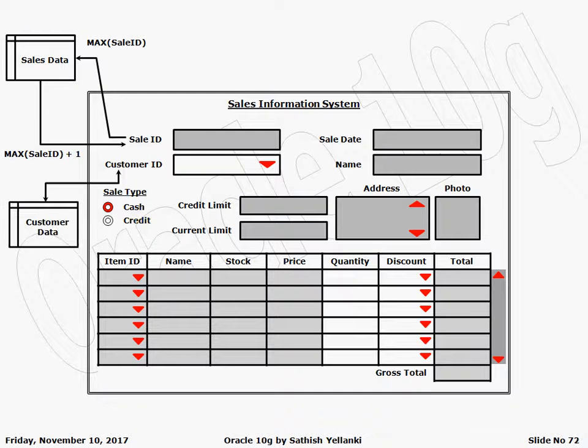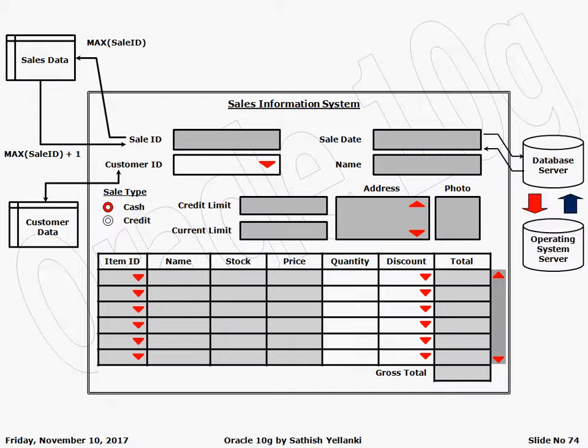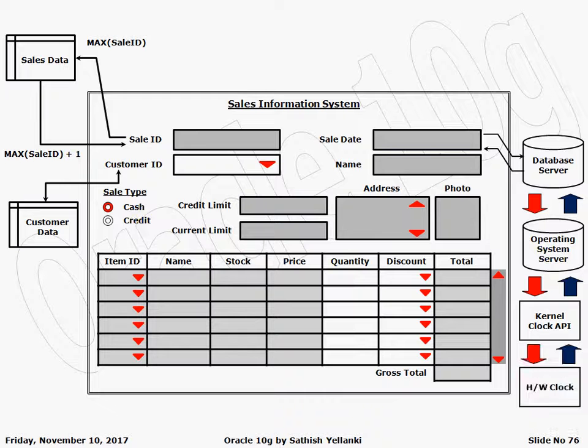So, the request has to go definitely to the database server. But actually, the database server will not contain the date by itself. So the database server internally should go and contact the operating system server. The operating system server never manages any date and time by itself. It has to go and contact the kernel or clock API. The kernel or clock API should go and contact the hardware clock that exists on your machine. And that date and time should be returned by the sale date.